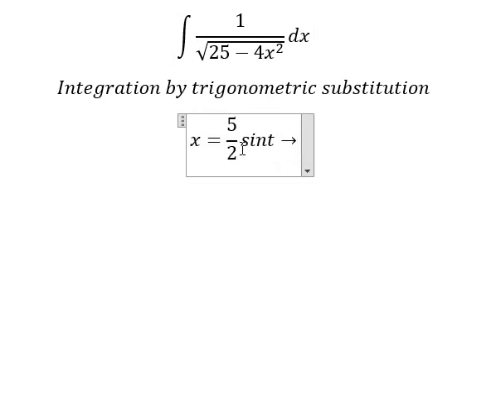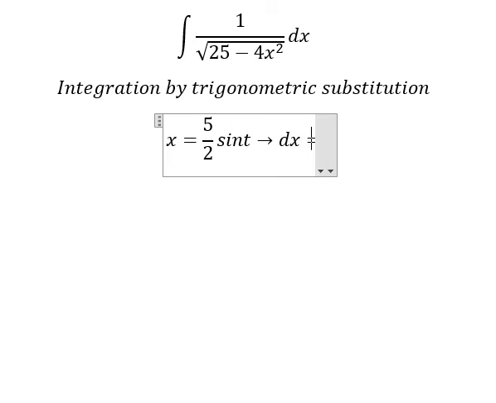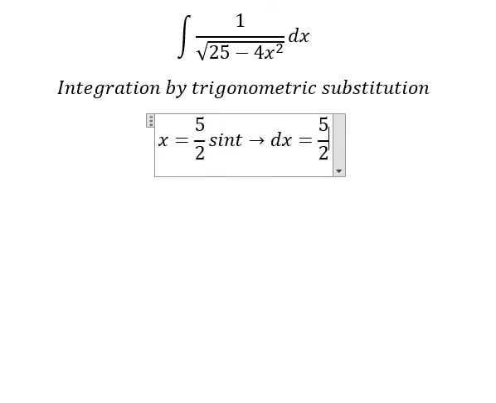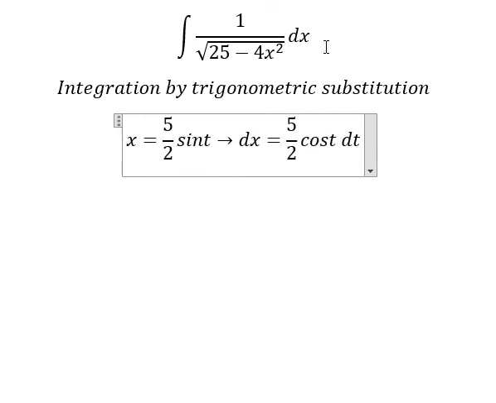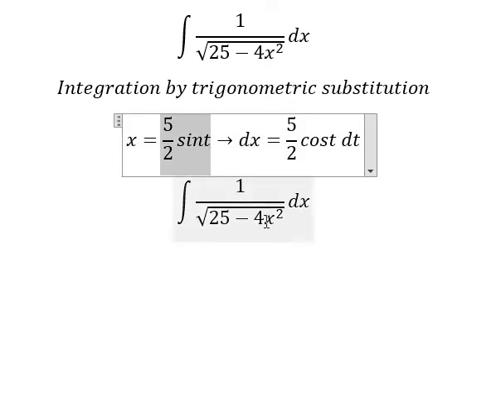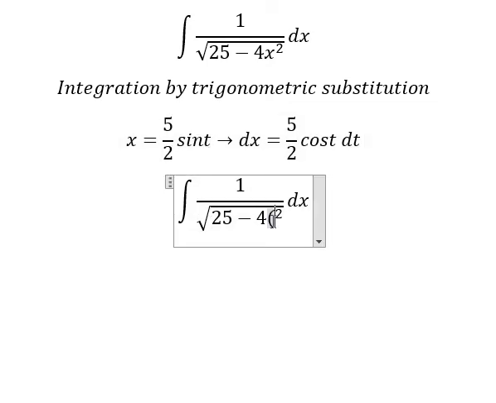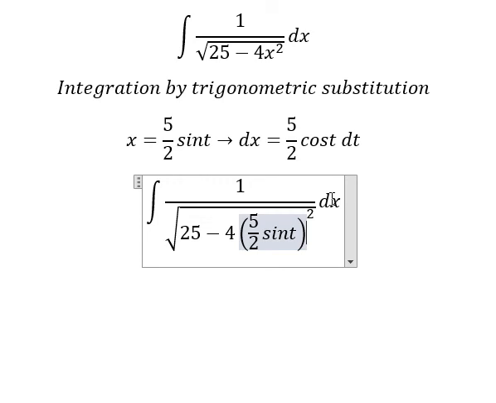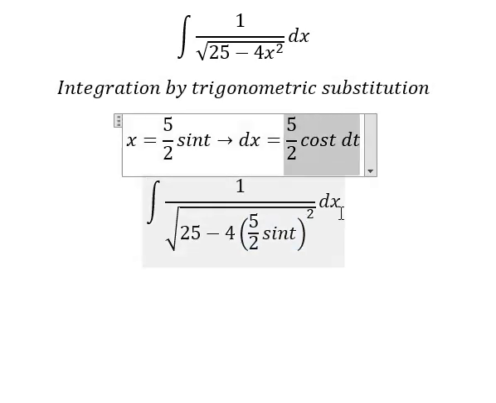So we first do the derivative for both sides. You get 5 over 2 cosine t dt. So we put this one in here. ds we change by this one.